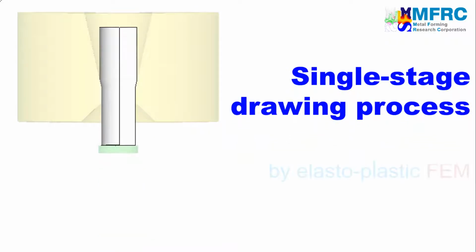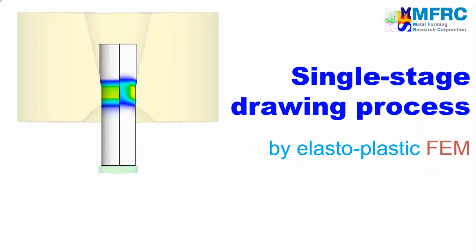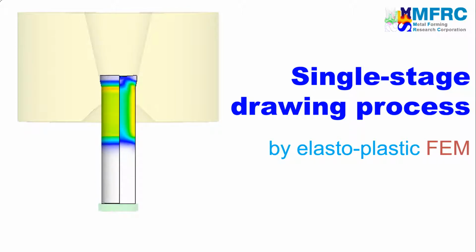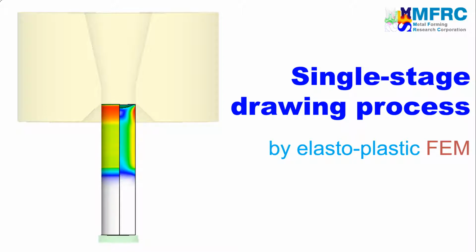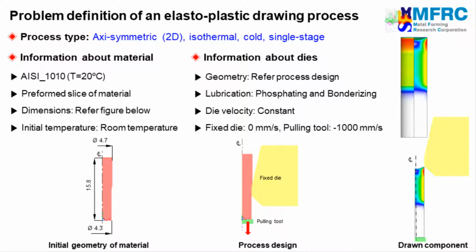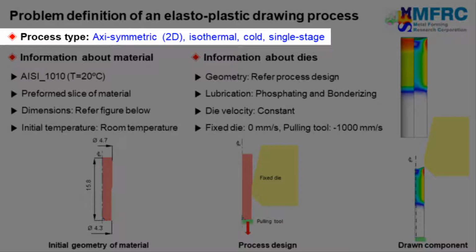In this video, you will learn how to simulate a single-stage cold drawing process using the isothermal analysis module of AFDEX 2D, the Intelligent Metal Forming Simulator. Let's get started with the process type first. Since the geometries of the workpiece and the dies are axi-symmetric, we will carry out a 2D axi-symmetric simulation.